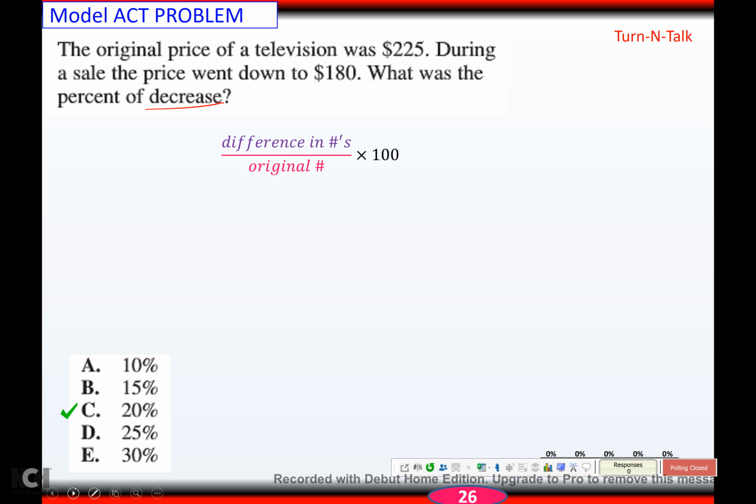That's fancy talk for difference over original times 100. If you type it careful, alright, 225 minus 180 is the difference. Then divide by the original, which was 225. Then move it 2 places over, which gives you the 20%.